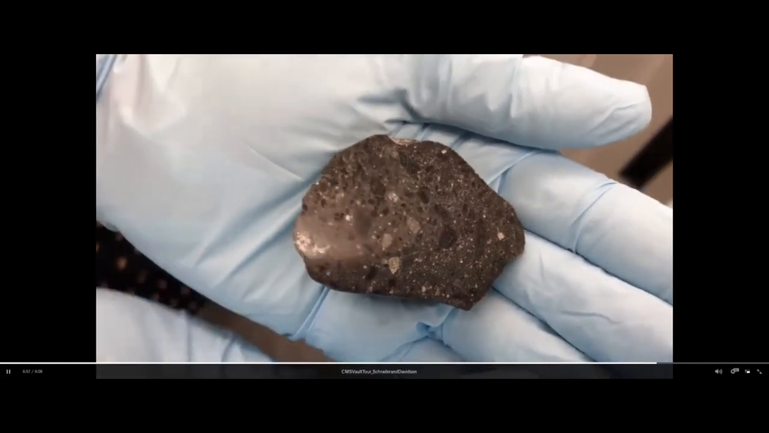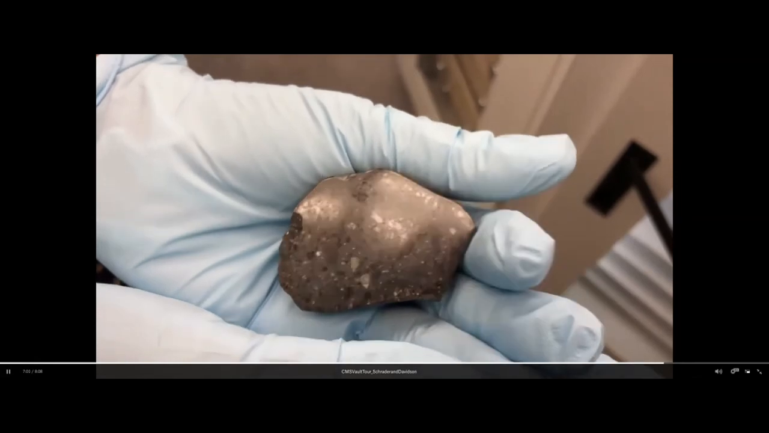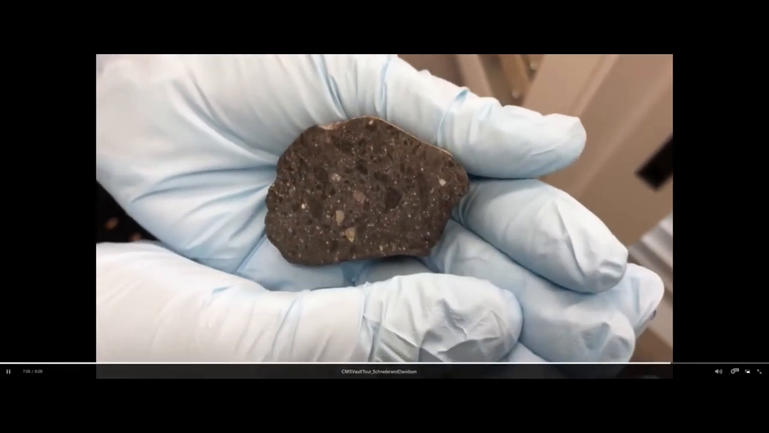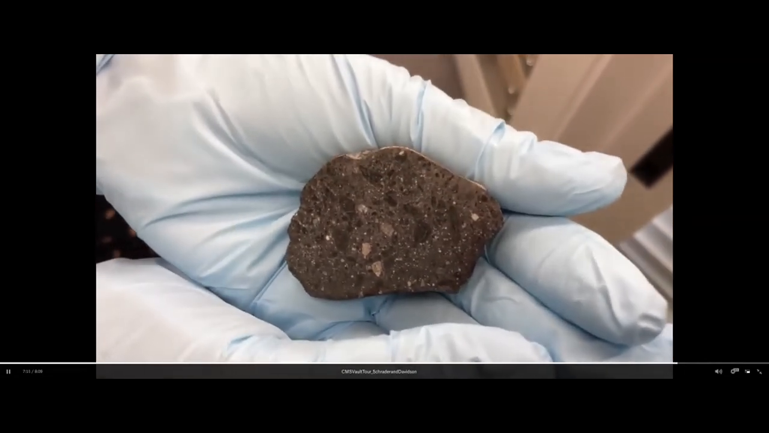This is also known as Black Beauty. You see it's a very, very dark meteorite. It's also quite beautiful. And this is the only meteorite that we know of that is most representative of the Martian crust. So here what I'm holding in my hand is a piece of Mars's crust.